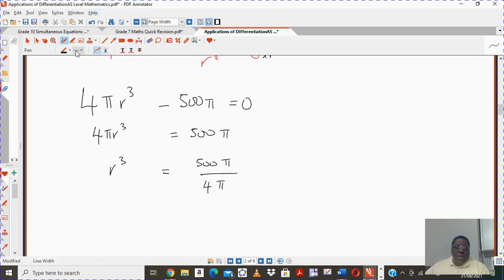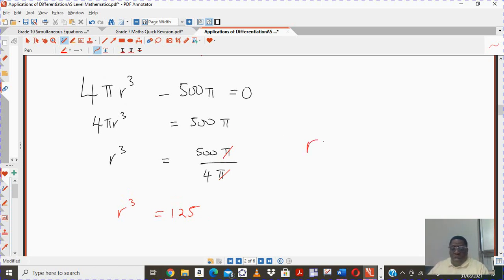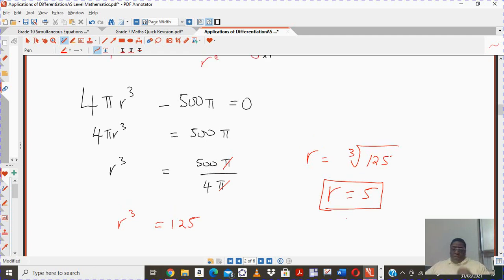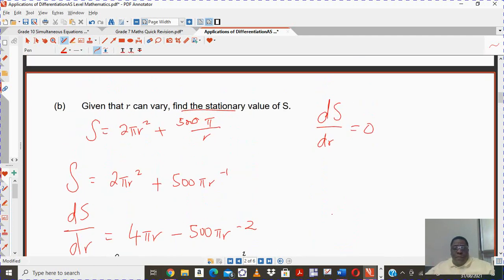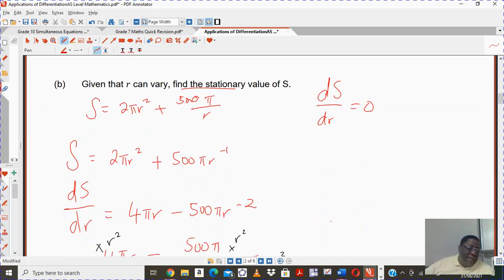Again, if I'm here, I realize something, and what I'm realizing is that the pi's cancel. So what I'm left with is 125. And in order for me to find our value of r, therefore, it becomes the cube root of 125, and r is equal to 5. Okay, so that's my value of r. So given that r can vary, find the stationary value of S. Okay, so that particular question, that is the method that you will be using in order for you to find the unknown value to that question.